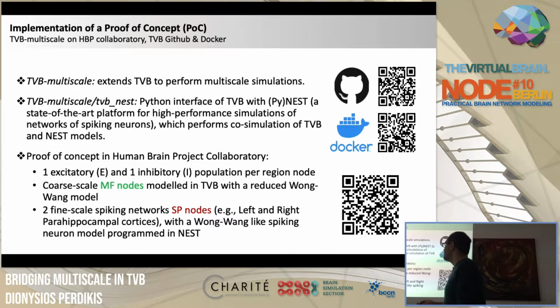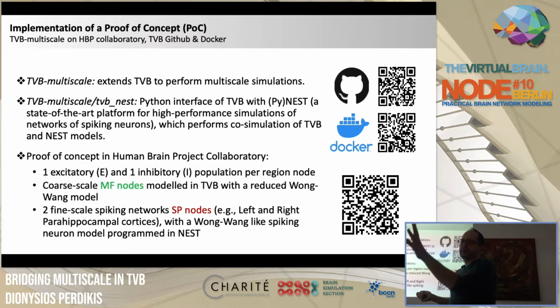The specific implementation I'm going to show you uses a model for every region of the brain that has one excitatory and one inhibitory population, like the figure I showed you before. Most of the nodes of the brain, most of the regions of the brain, are modeled in TVB as mean field nodes, using a reduced Wong-Wang model. I'm going to show you the equations of this model soon.